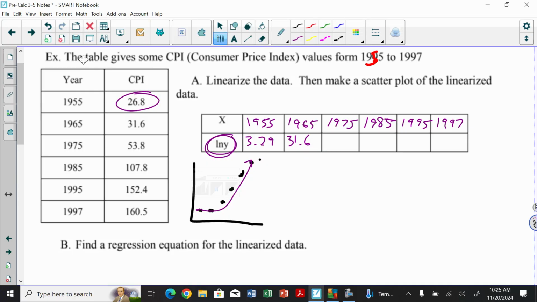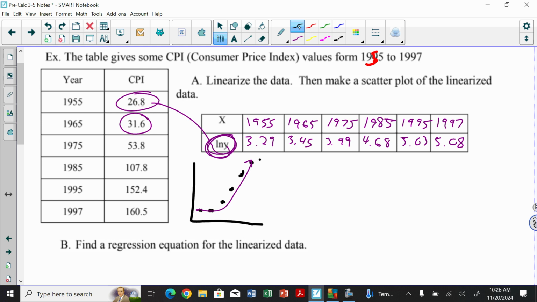And keep in mind, I'm rounding these values. Oh, sorry, this is 30. What am I doing? I knew I did something wrong. So I hit 3.29 is correct. This would be 3.45. This one is 3.99, 4.68 here, 5.03, and 5.08. So all I did was just take these values and take the natural log of them. And now I have my new data.